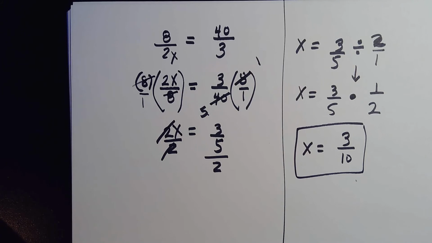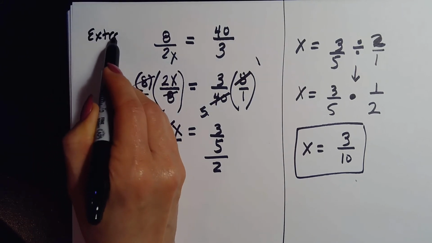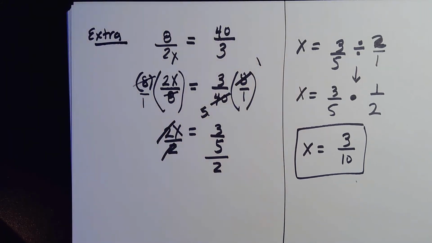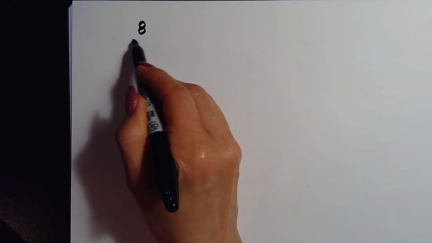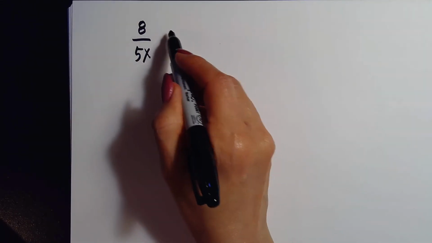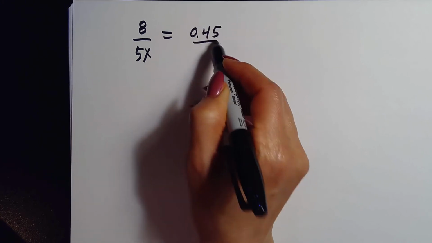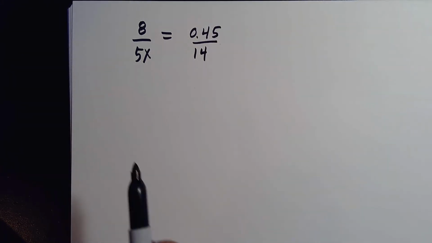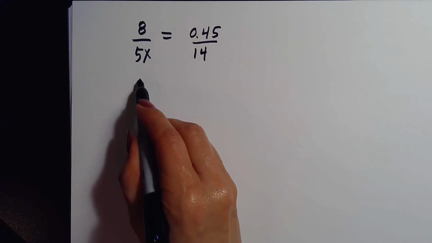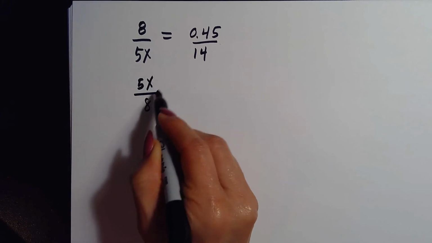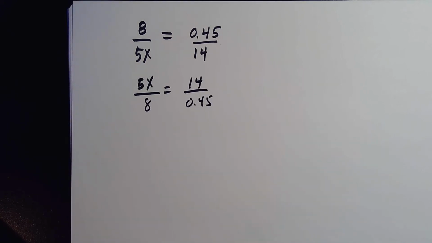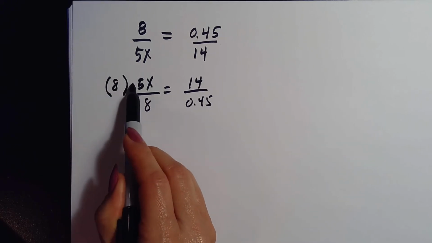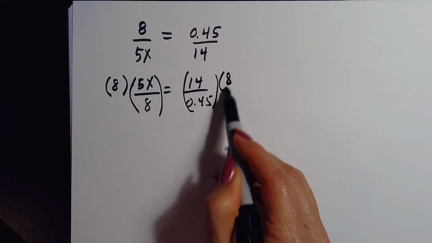Okay? So this was an extra problem. This was not in the workbook. Now I'm going to do one similar that's in the workbook. In this one, we have 8 over 5x equals 0.45 divided by 14. Again, you're going to invert both fractions, so you write 5x over 8 and 14 over 0.45. And you're going to multiply both sides by 8 to get rid of the 8's here.